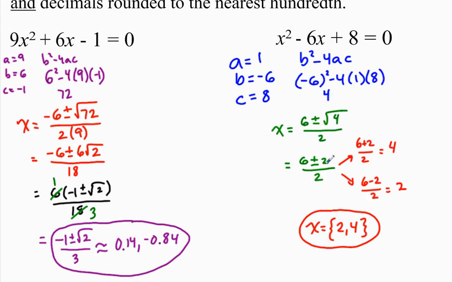Square root of 4 is just 2. Split it off into the two mini fractions, one of which gives us 4, and the other of which gives us 2. Of course, we can check all these answers by subbing them back in. If they're exact, it'll check exactly. If they're approximate, it'll be very close.